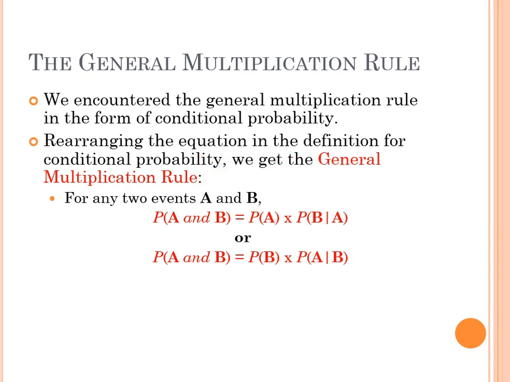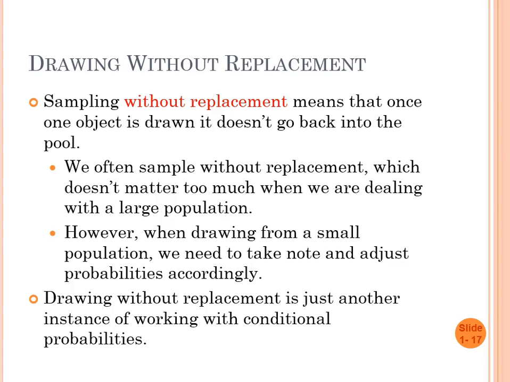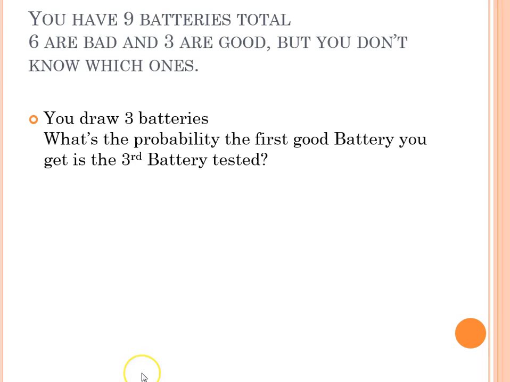Now let's quickly go over a few problems in which we use the general multiplication rule. Remember, a few instances we talked about that the general multiplication rule is used a lot is with drawing without replacement. So now let's go over a problem that deals with that. So let's say, for example, you have a pile of batteries, 9 batteries in fact, and you know that 6 are bad and 3 are good, but you just don't know which are the good ones and which are the bad ones. So you draw 3 batteries out to test them, and you need to know what's the probability that the first good battery you get is the third battery you tested.